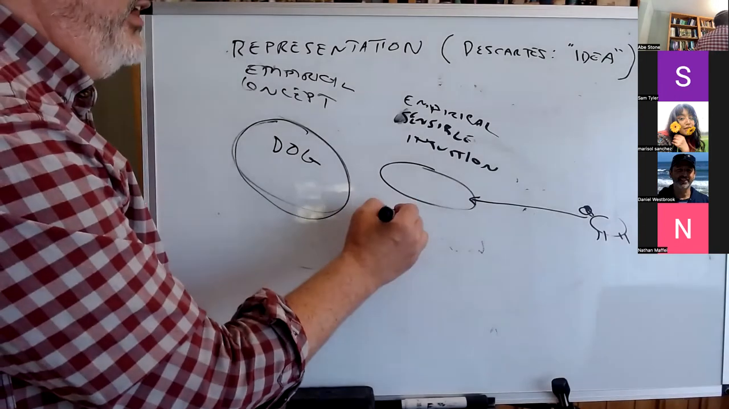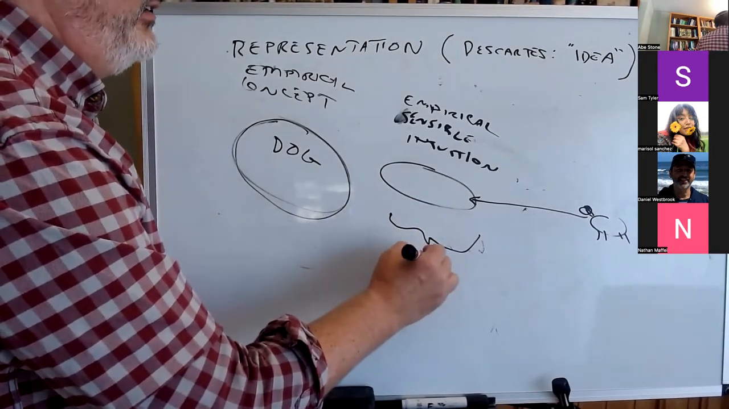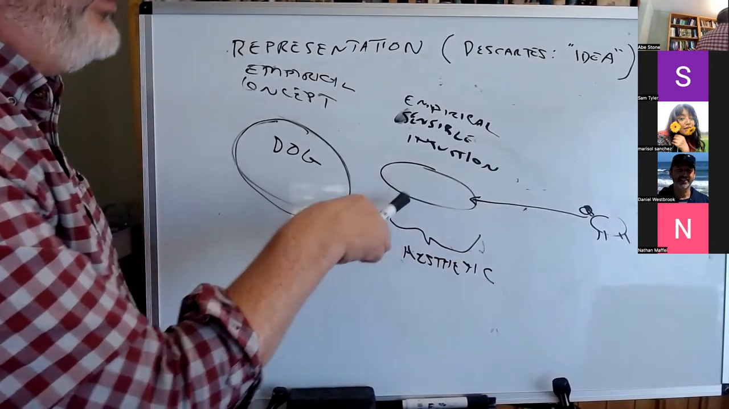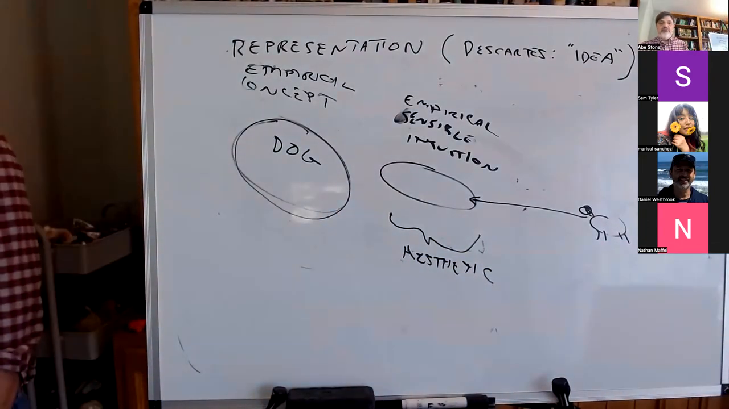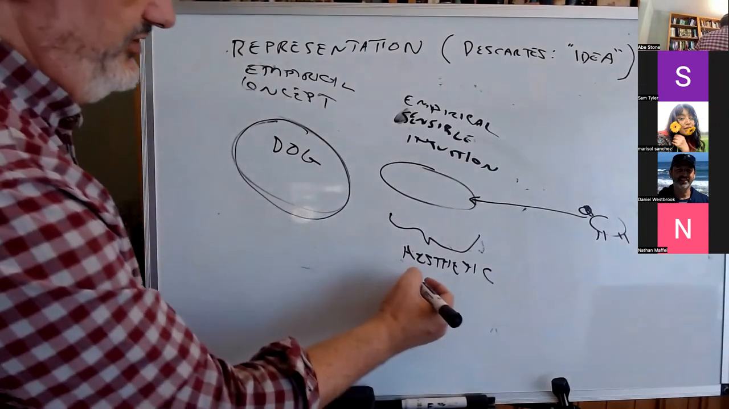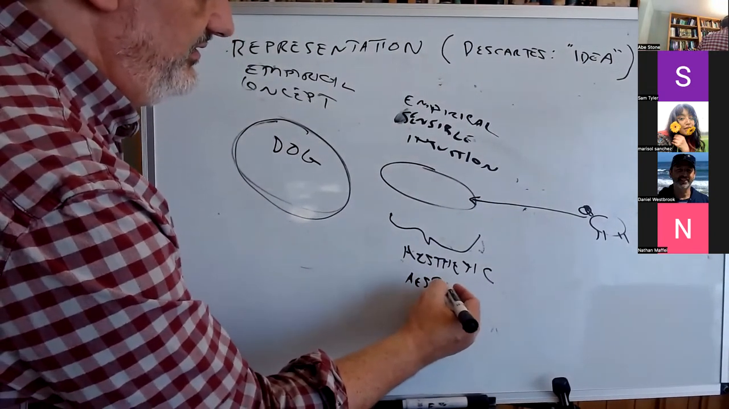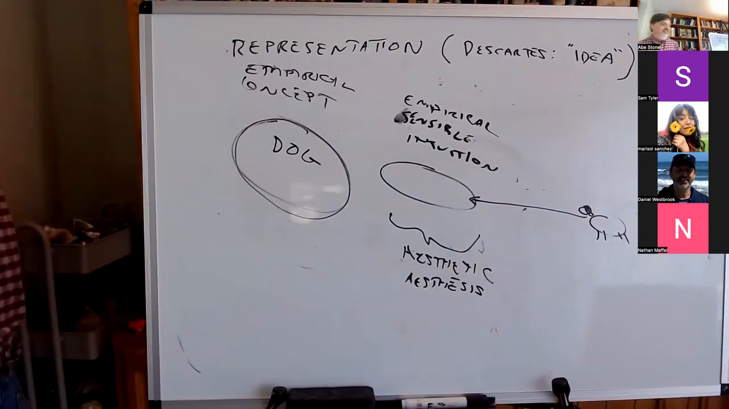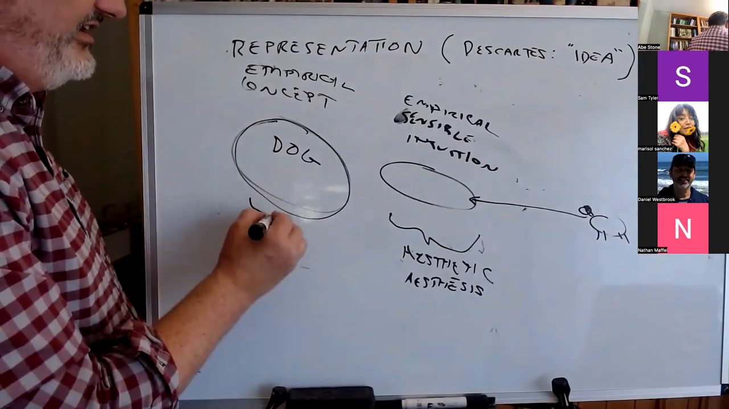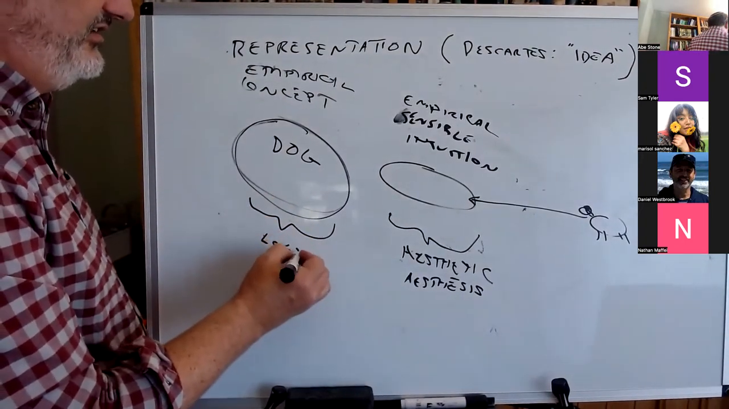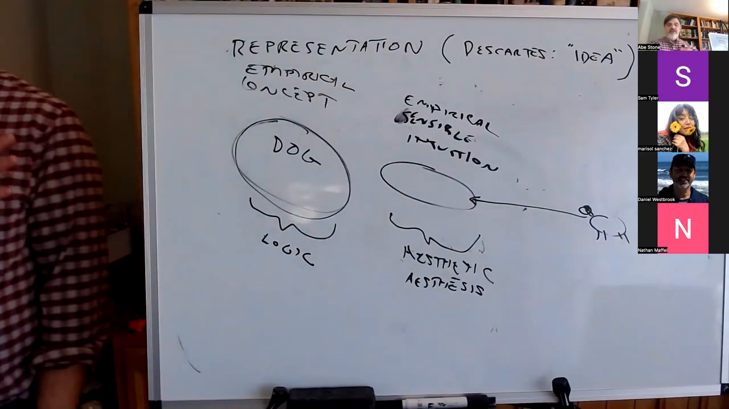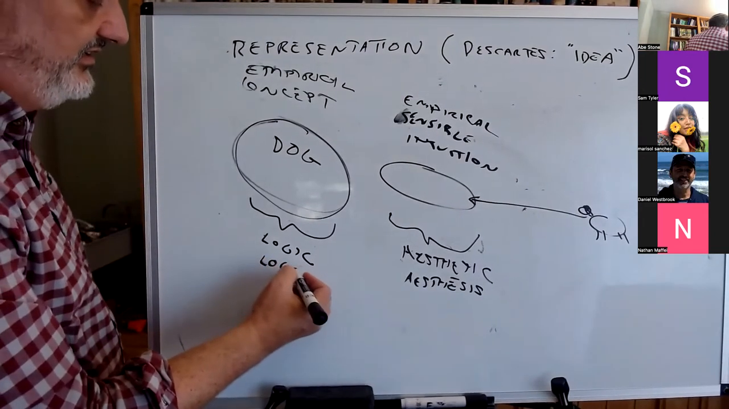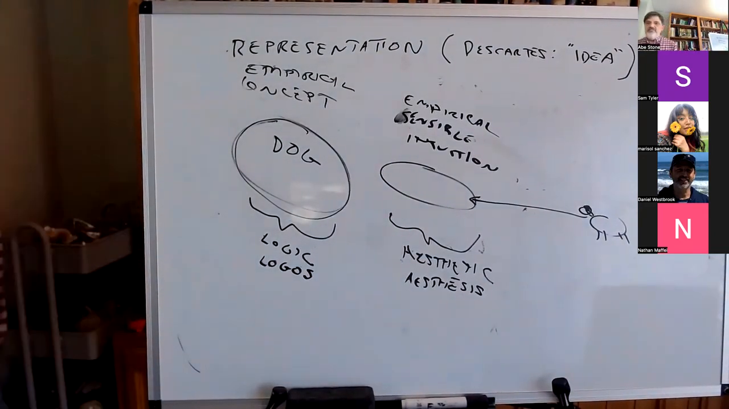And so again, the transcendental aesthetic is then focusing on this faculty of sensible intuition that we have. This comes from the Greek word aesthesis, which means sense. Whereas the transcendental logic will be about this part of the representation, the concept, right? And this, of course, comes from the Greek word logos, which, among other things, means reason.